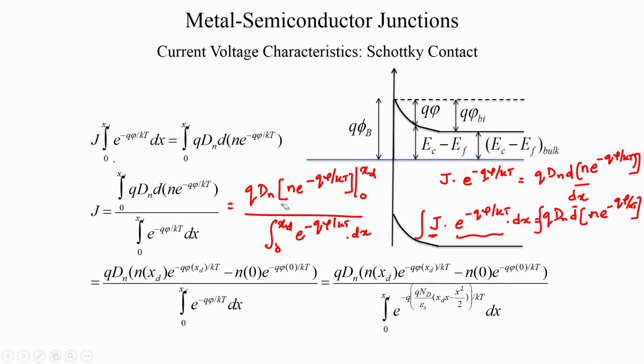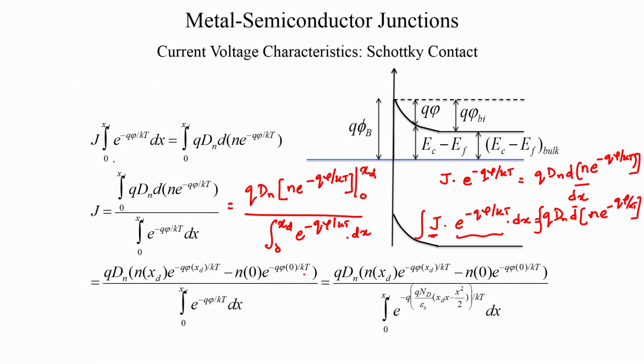Now, if you look at the numerator, we are going to apply these limits. So, all we are going to do is we are going to take the n at x d into e to the power minus q phi at x d by k t minus n at x 0 into e to the power minus q phi at x 0 by k t. We are going to apply these limits. Okay.